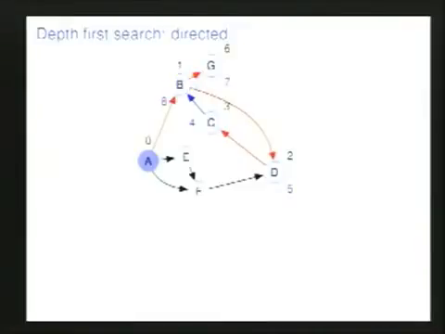The post-order number is 8. There, the pre-order number is 9. The pre-order number is 10. The clock ticks. You go look at this edge. It's a cross edge. You've already seen D. And so on. Post-order, post-order, post-order.